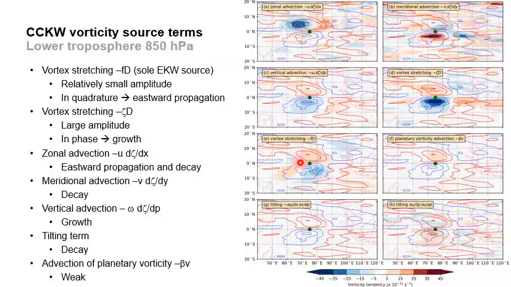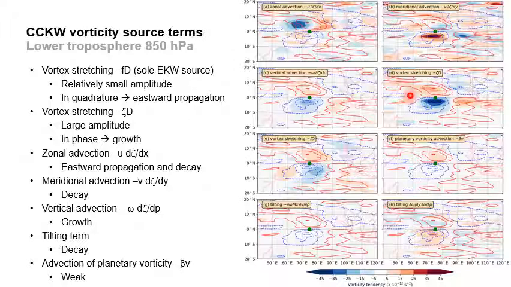Now, first of all, we can see, okay, there is a source, but it's relatively small amplitude compared to the shading in some of the other panels. So it's clearly not the only thing that's happening. But it is roughly in quadrature with the vorticity anomaly. So the red shading is to the east of the red line contours. So that is going to lead to eastward propagation. But clearly, if this was an equatorial Kelvin wave, all of these other source terms would be 0. There'd be no shading in them, but clearly that's not the case.